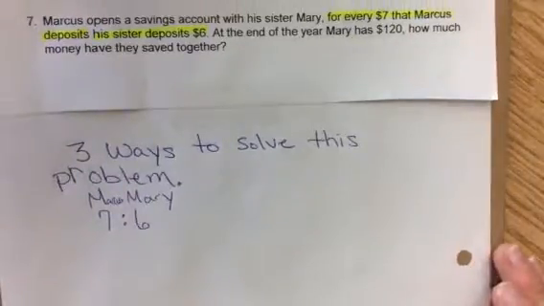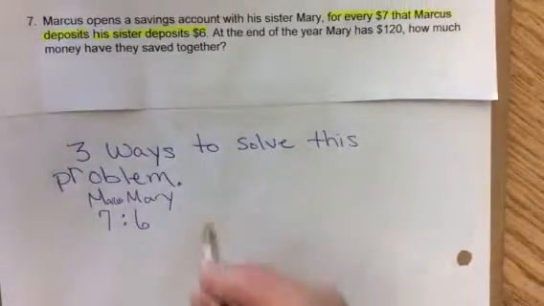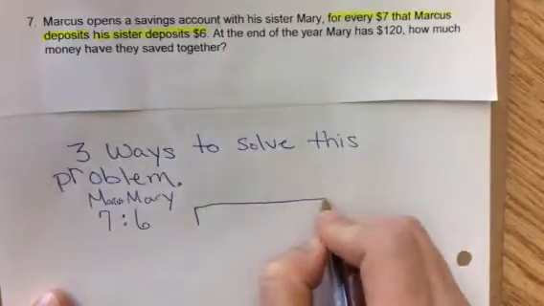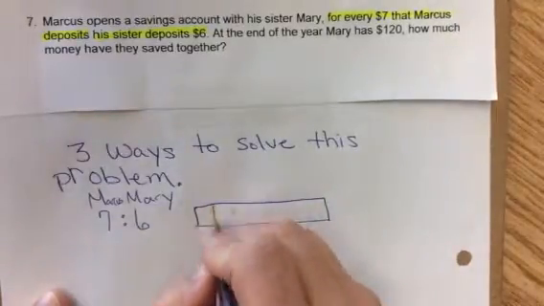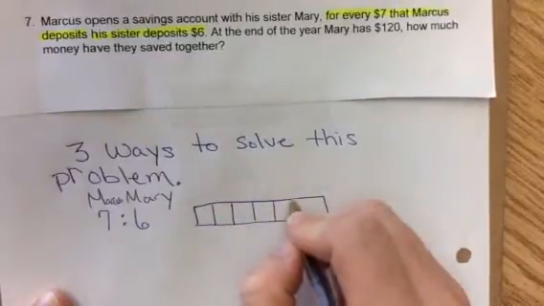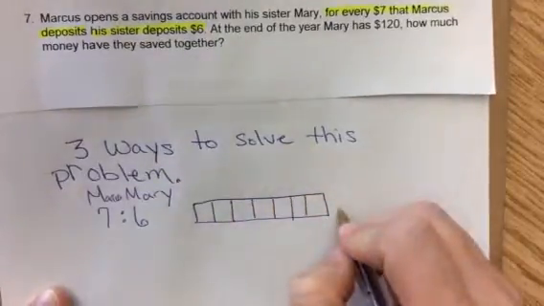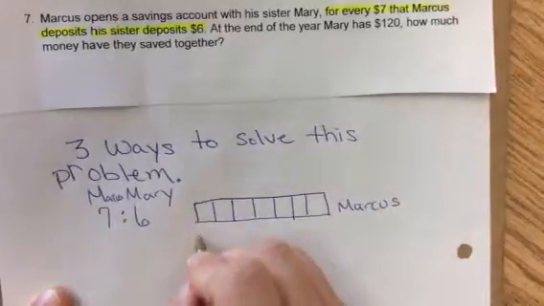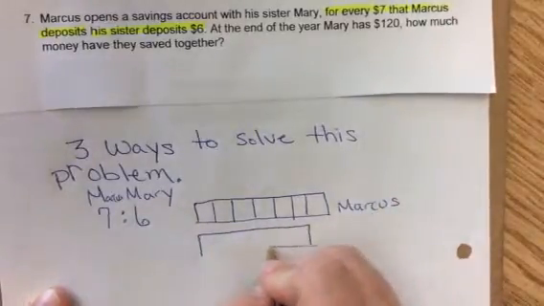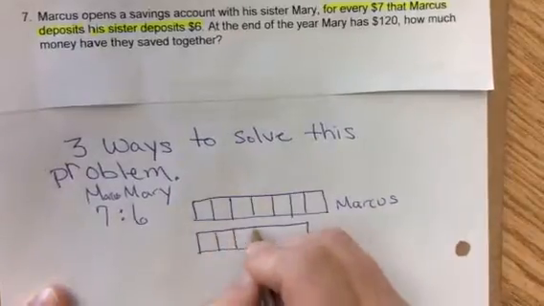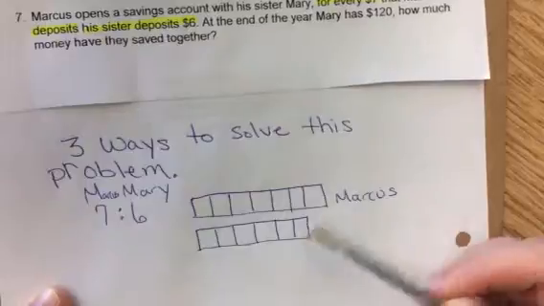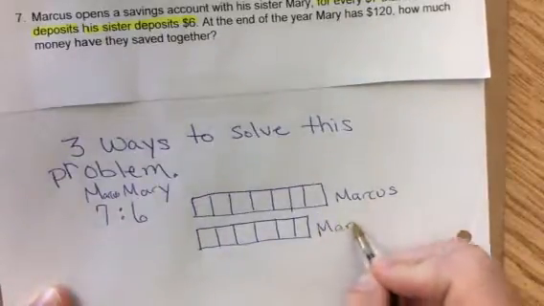Starting with the tape diagram strategy, they know to do a 7-part to 6-part diagram. So we draw 7 parts, labeled Marcus, and then we have 6 parts. I emphasize that your parts should be about the same size so that you can compare the relationship between Marcus' deposit and Mary's deposit.